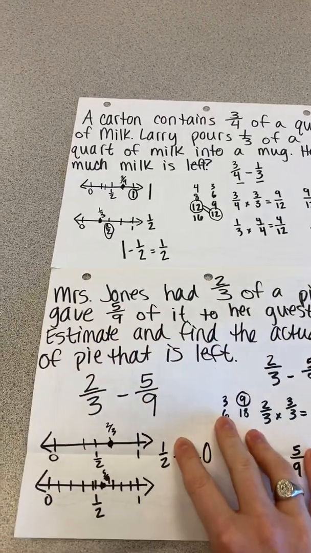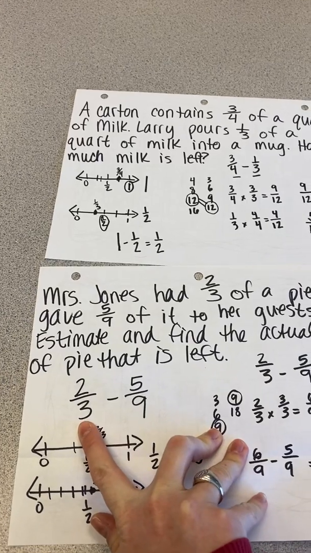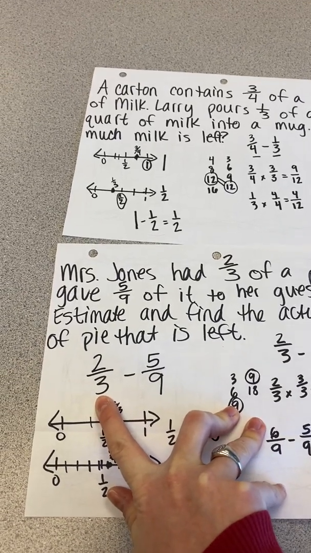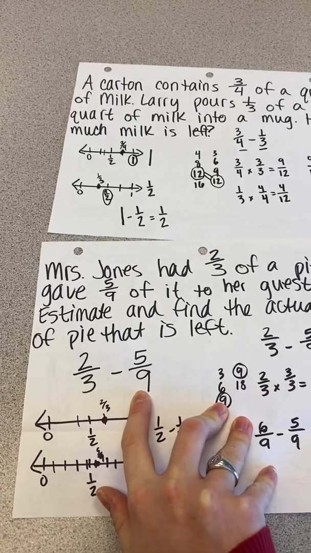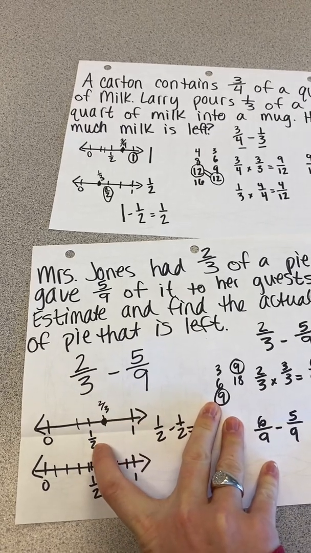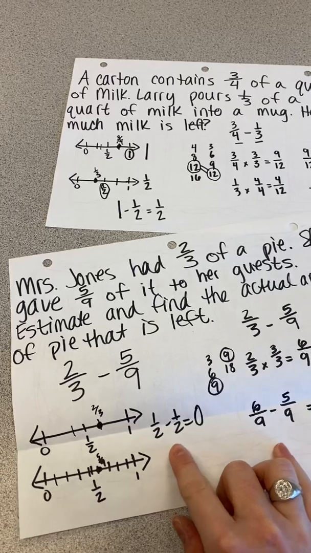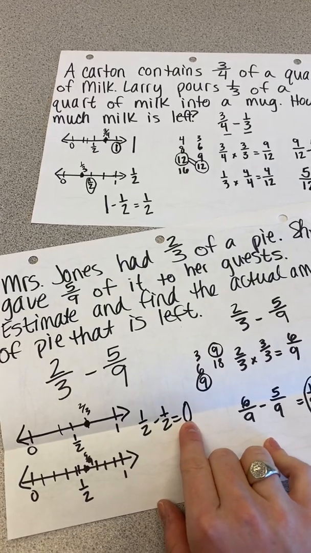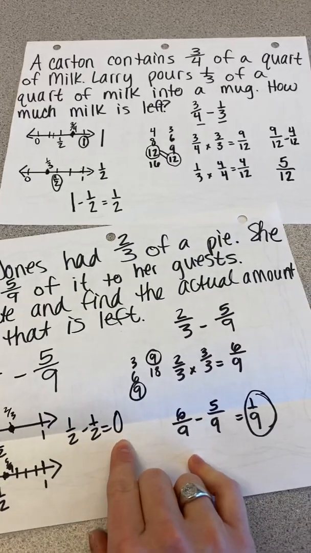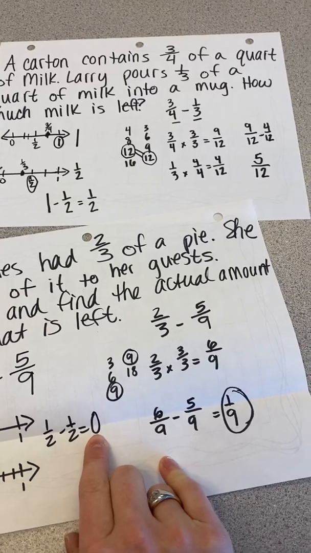So I did my estimation. My problem is asking me to take what I began with, which was 2/3 of a pie, and take 5/9 from that. 2/3 is pretty close to 1/2, and 5/9 is also pretty close to 1/2. So I had 1/2 minus 1/2, which was 0. And so I should have pretty close to nothing left of the pie.